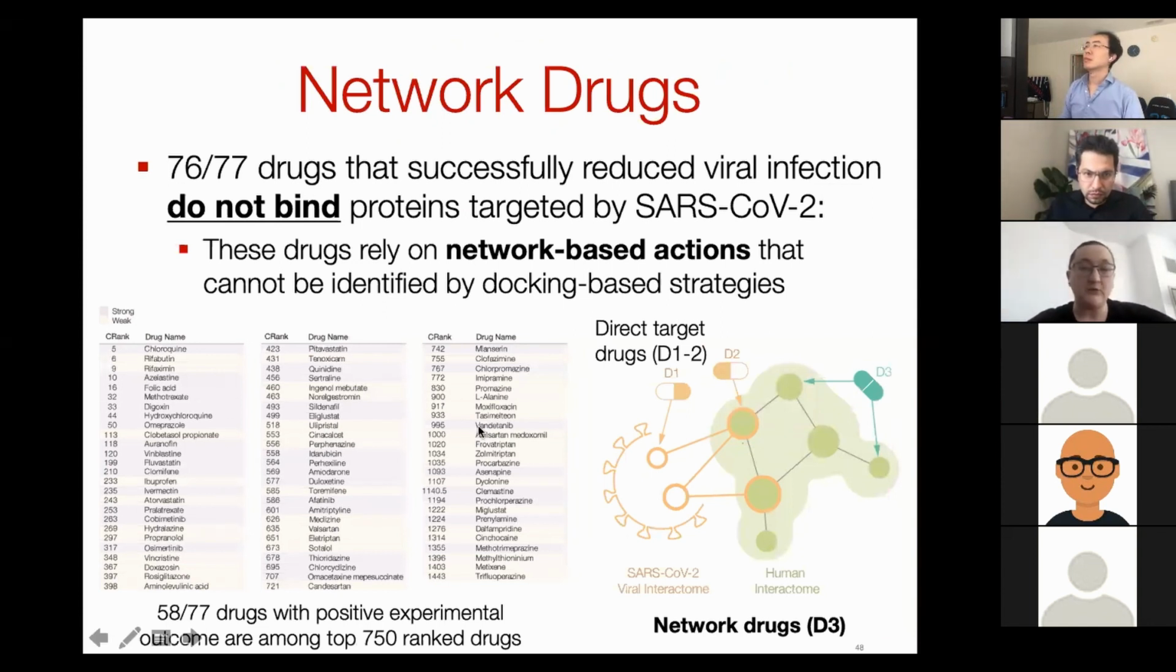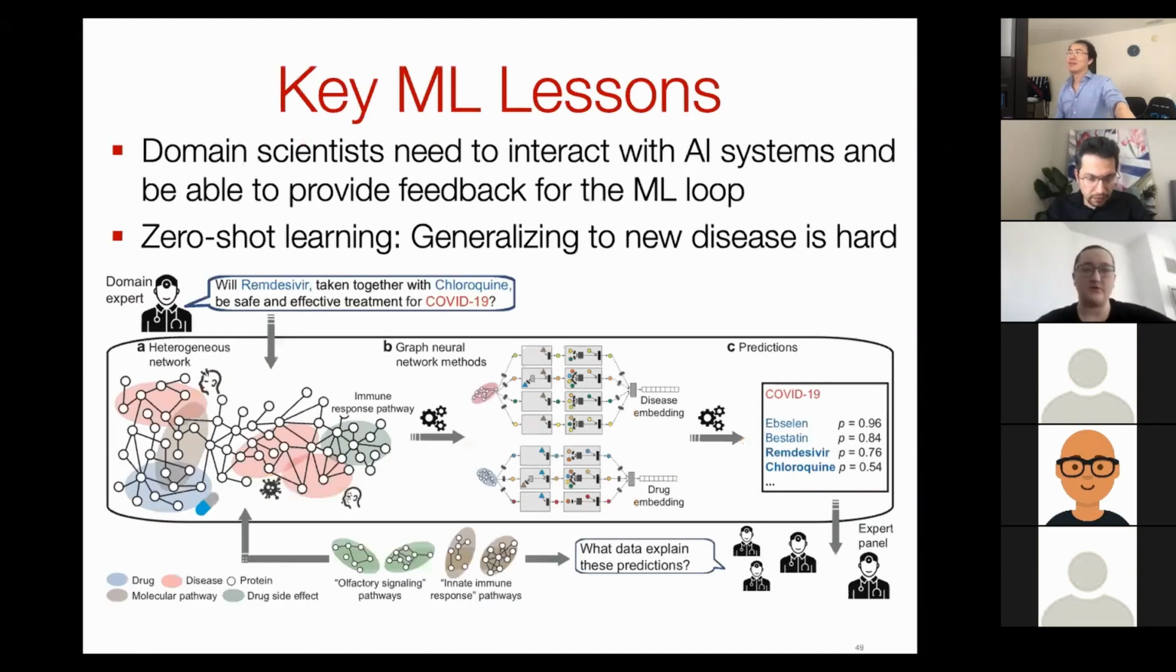And so what we found is that those 77 drugs that showed effect on the virus and inhibited its growth in first monkey and then human cells, the vast majority are drugs that exert their effect through networks. So they do not directly bind to proteins targeted by SARS-CoV-2. Instead, they rely on network-based mechanisms that cannot be readily identified by more classical docking-based strategies for drug repurposing. So at a very high level, that really motivates the use of networks for this problem.